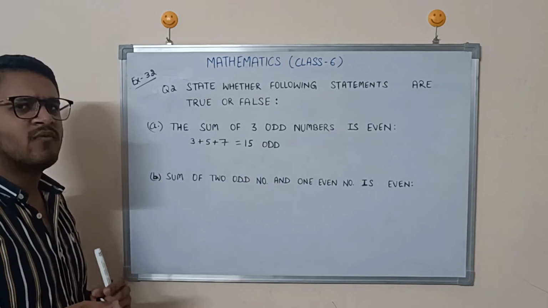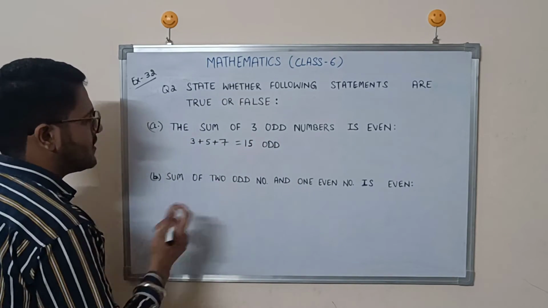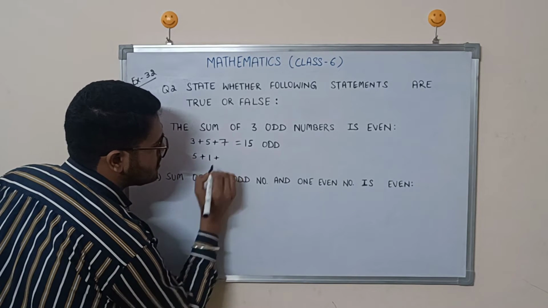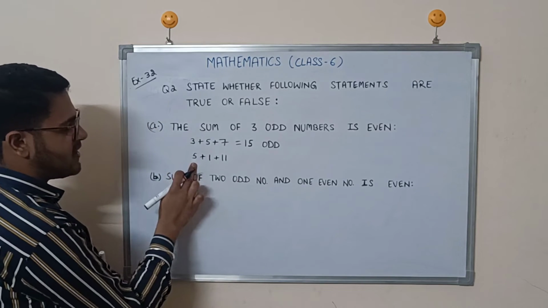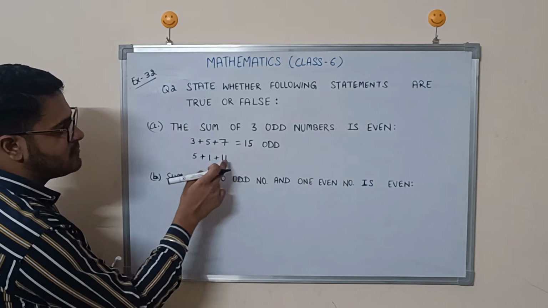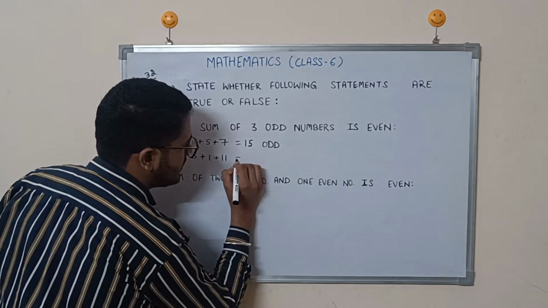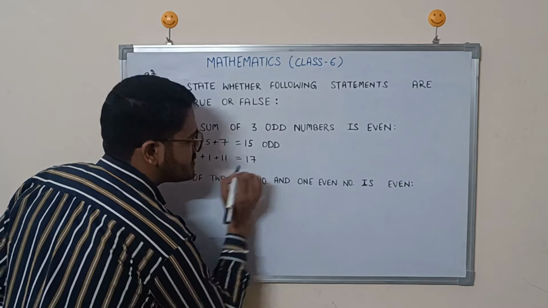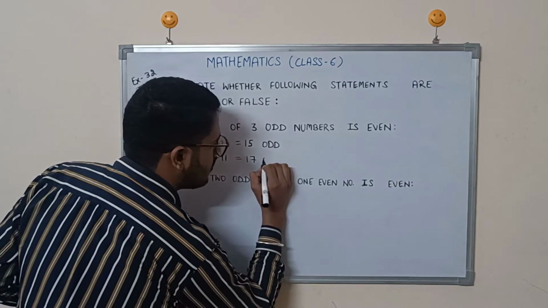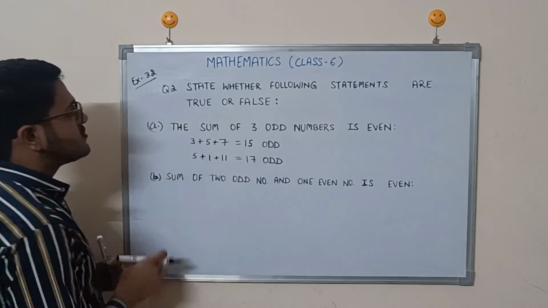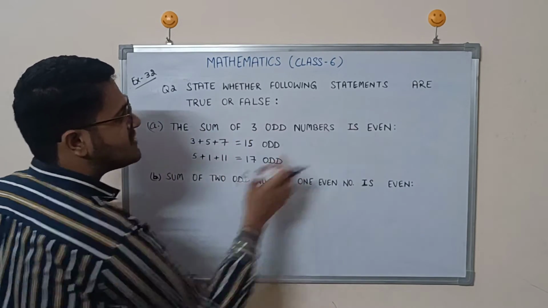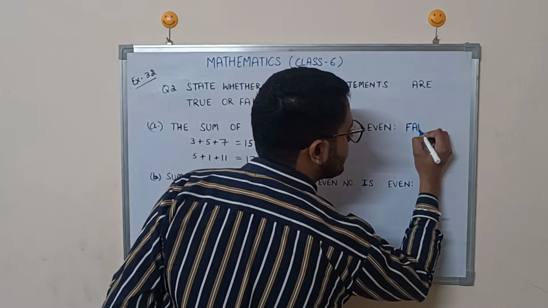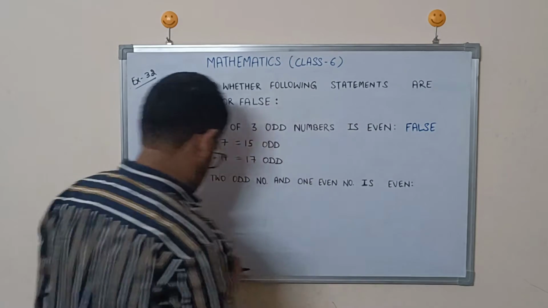Let's try to verify this with one more example. Let's say 5 plus 1 plus 11. Right? 5 is an odd number, 1 is an odd number, 11 is an odd number. So 11 plus 1, 12, 12 plus 5, 17, which is again an odd number. So the statement, the sum of three odd numbers is even, is false. Right? So this statement is false.